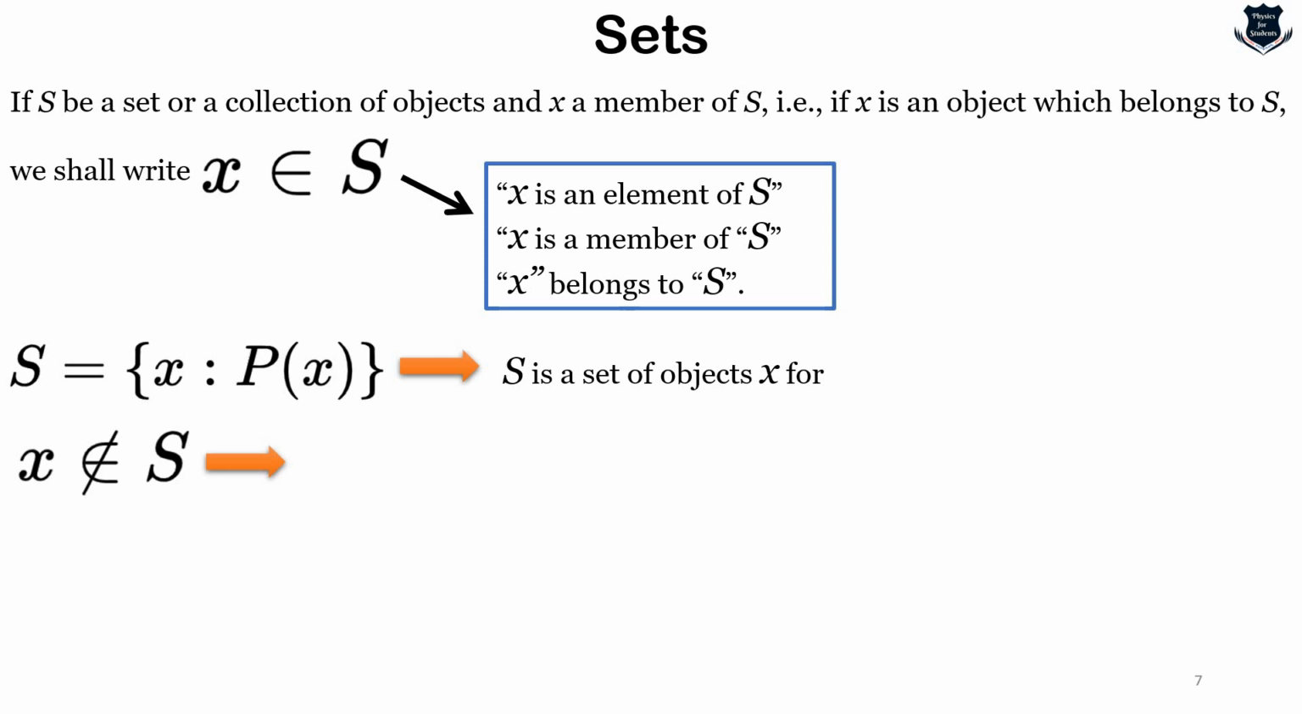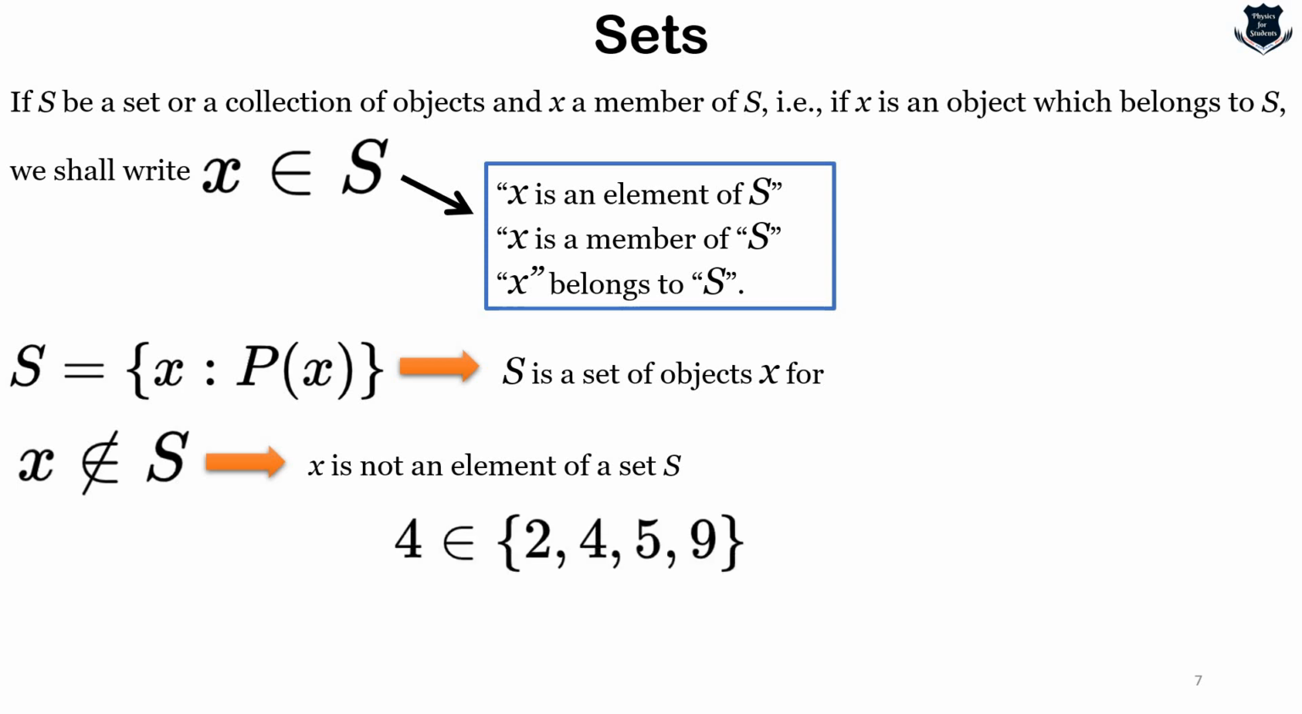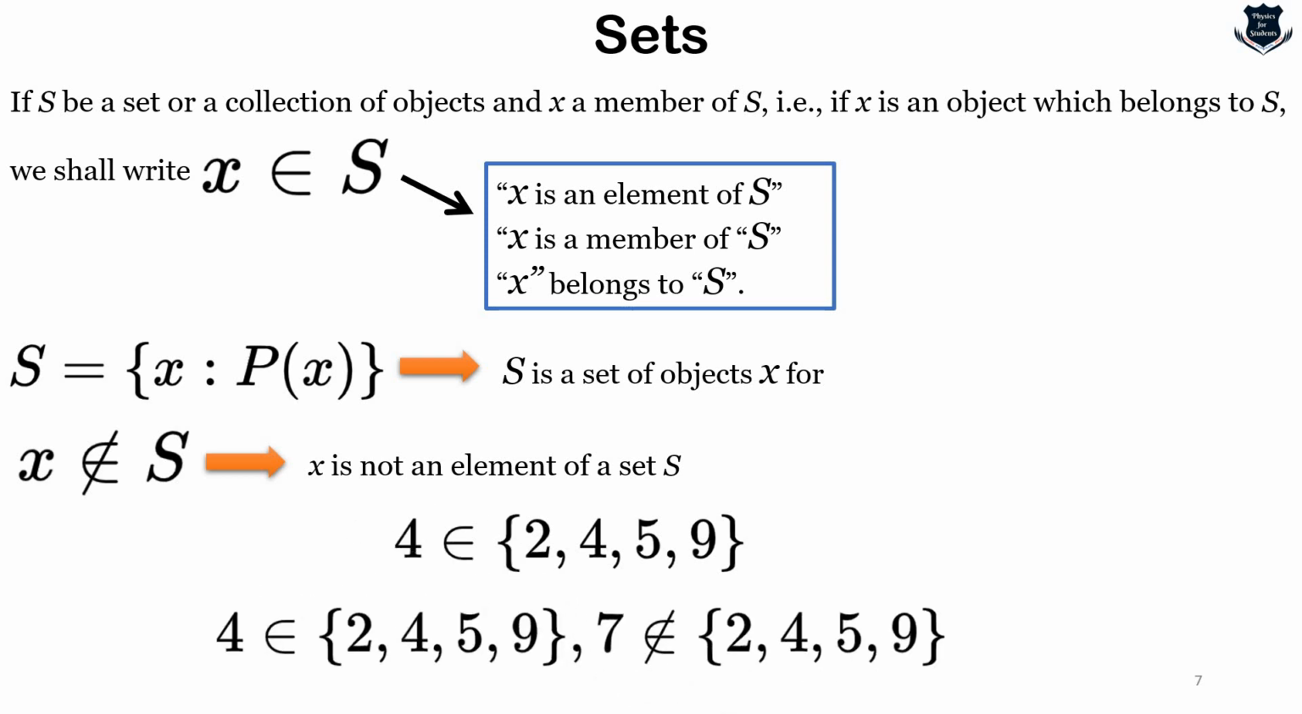Now, if you write something like this, this means that an object or element x is not an element of S. Now it is also sometimes possible to describe the set by listing certain elements. For example, this one, S equals 2, 4, 5, 9. Then we can say that 4 is in 2, 4, 5, 9 and 7, as we call it, is not an element of 2, 4, 5, 9. So we can use those symbols easily, as you can see, to understand them.